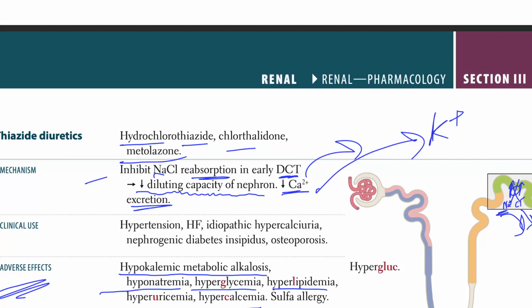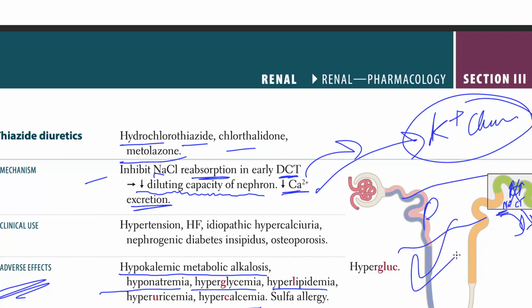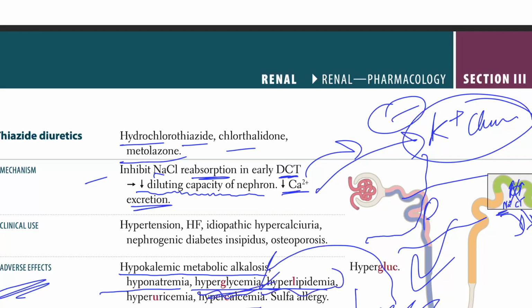It upregulates potassium channels or something with the potassium. Remember that we have those potassium channels on the pancreas that secrete insulin. So when we block them, we are going to get no insulin or less insulin. When we have less insulin, we are going to cause hyperglycemia and hyperlipidemia.